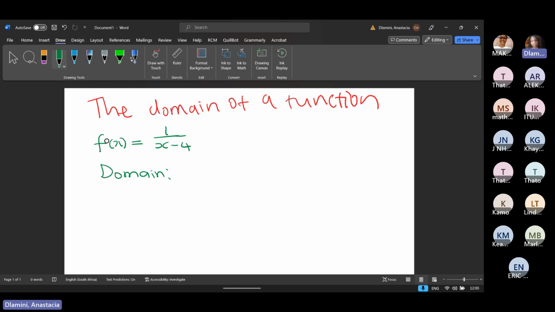The domain is all possible values of x for which the function is defined, and the range is all possible values of y for which the function is defined. But in this case, I want us to focus on the domain so that we can also do the combination of functions next week. So what is the domain for this function?